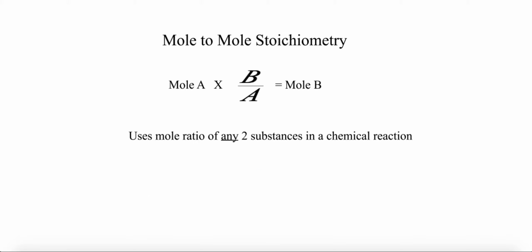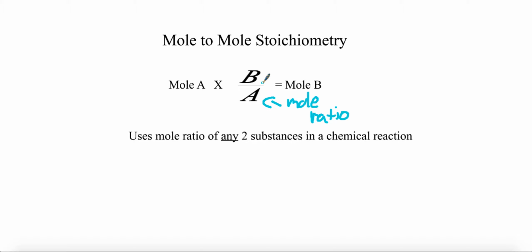So it's kind of looking at an example here where we have a substance A and substance B. In essence, mole to mole stoichiometry is just converting moles of a substance A into moles of a substance B. We do that by multiplying against a ratio. This ratio, called the mole ratio, is how we relate the two substances together. We get this mole ratio, B over A, based on the coefficients in a chemical reaction.